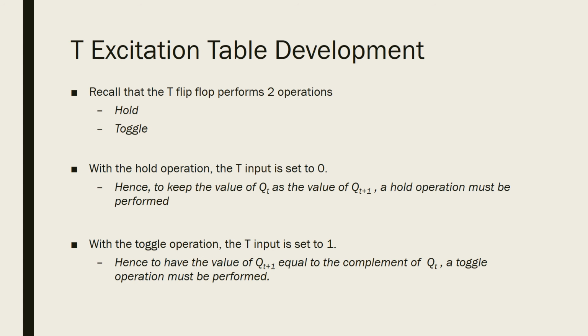The T flip-flop performs two operations, hold and toggle. For the first and fourth row, the present state is held as the value for the next state. Hence, T has to be set to the value which allows for data to be stored in memory, which is 0. For the second and third row, the present state is complemented to give the value for the next state. Hence, T has to be set to the value which allows for data to be toggled, which is 1.